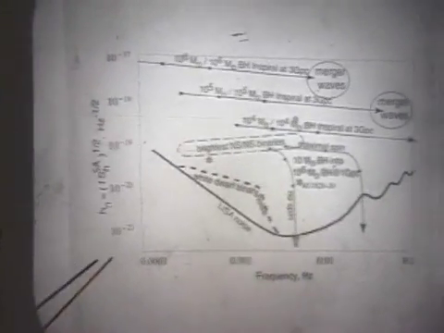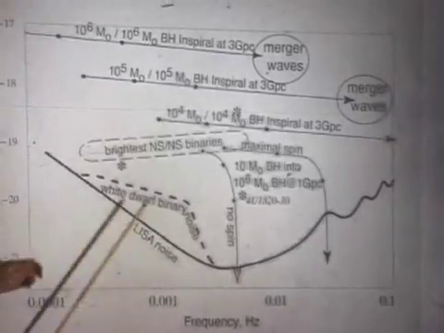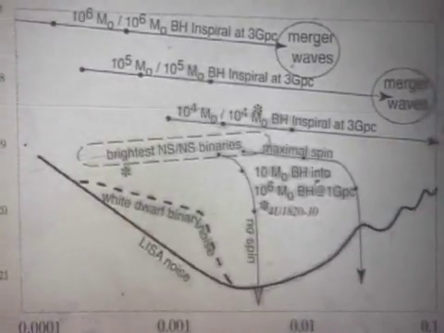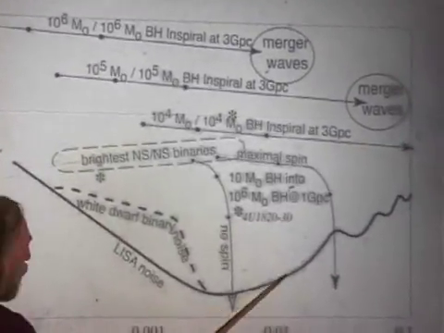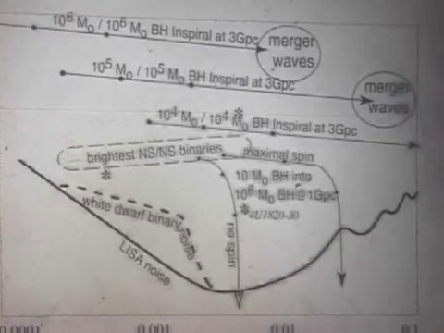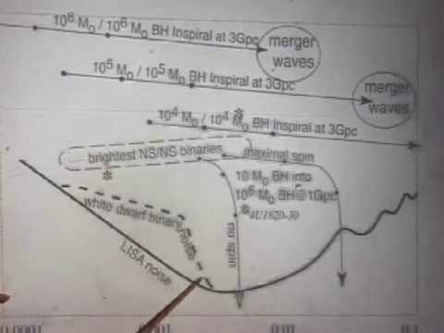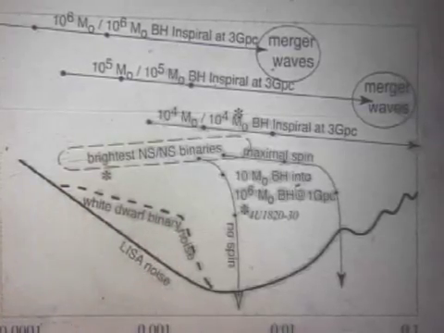Let me just remind you about the LISA noise curve, that at low frequencies we have noise due to stochastic forces acting on the spacecraft. At higher frequencies we have shot noise, and we'll learn all about that next term. And then we also have noise due to white dwarf binaries, which Sturl talked about.